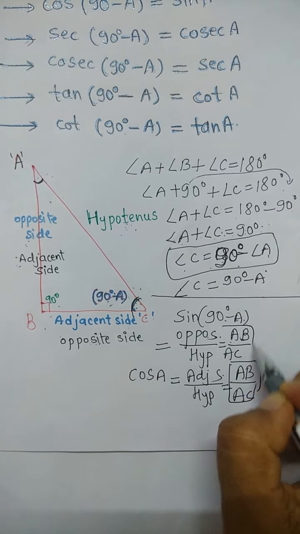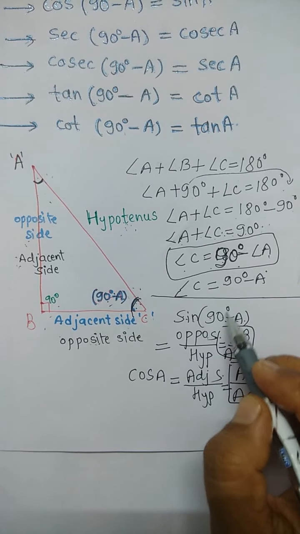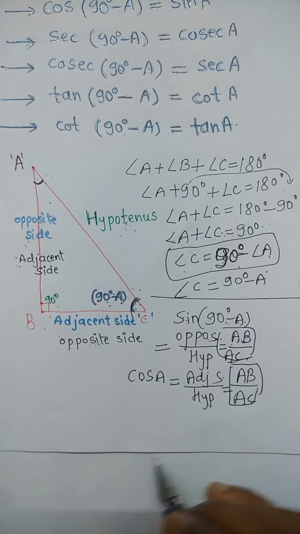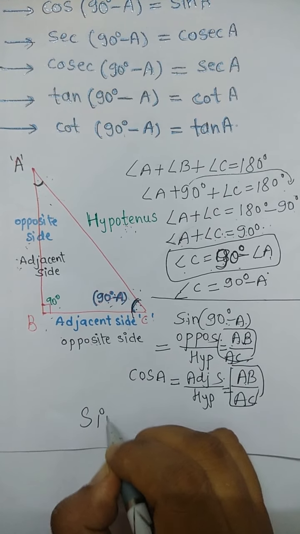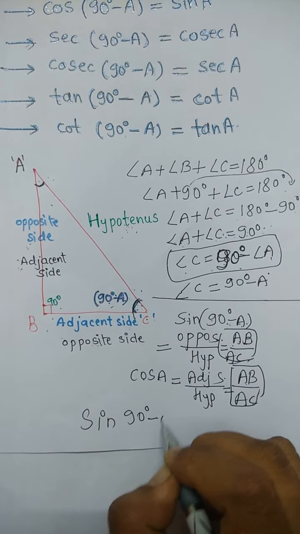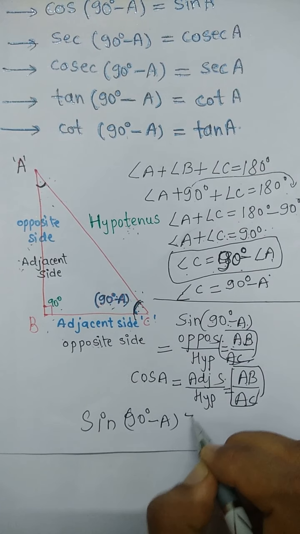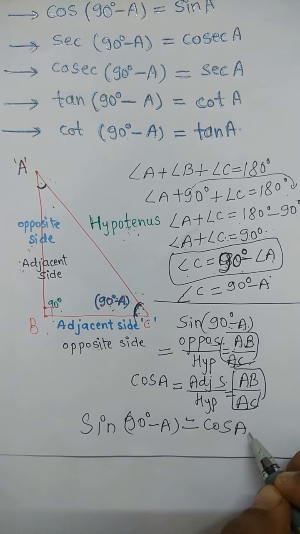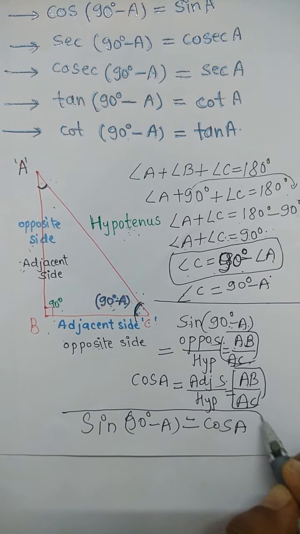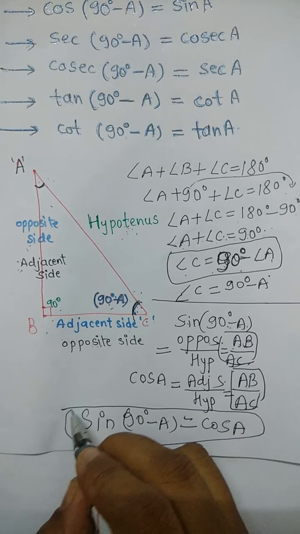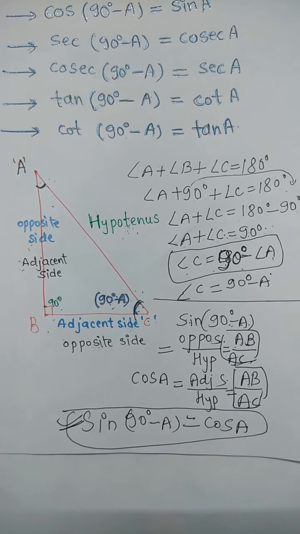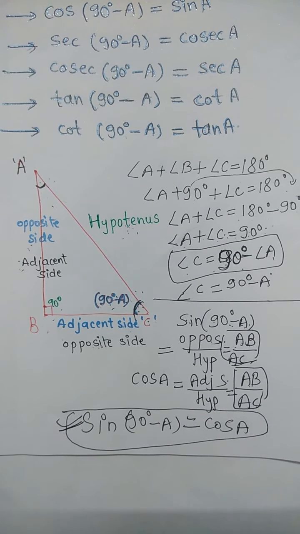We observe that sin(90 degree minus A) is AB by AC, and cos A is also AB by AC. That means sin(90 degree minus A) is equal to cos A. Hence proved. You have to remember this formula. Now we will solve it by another method.